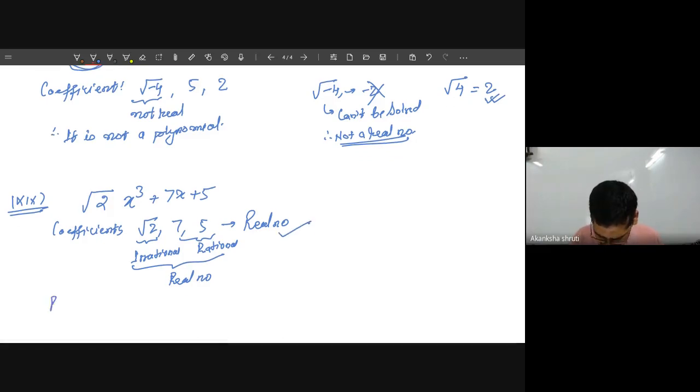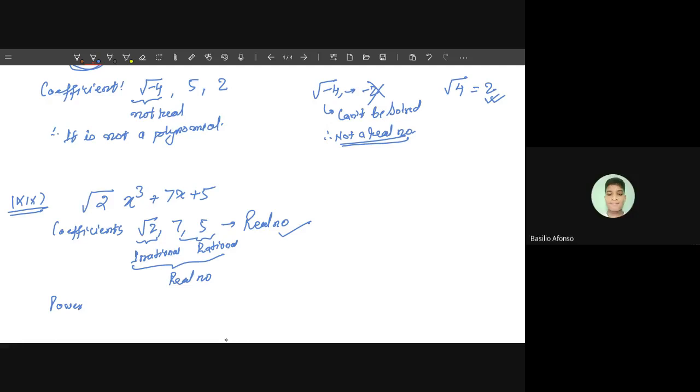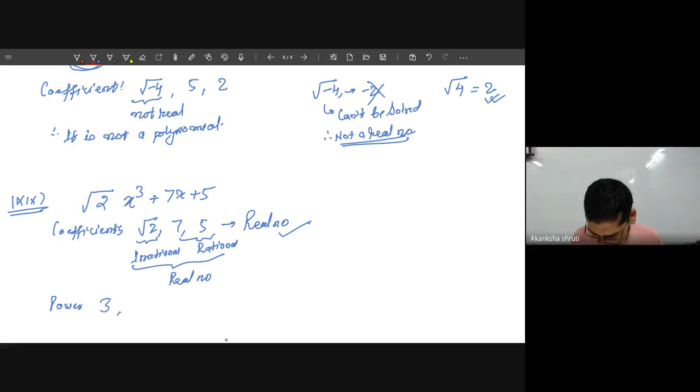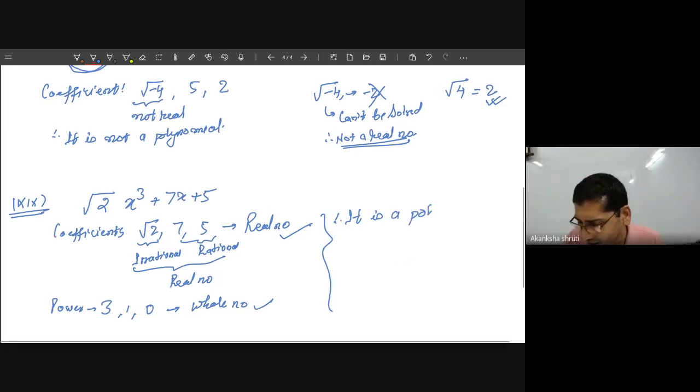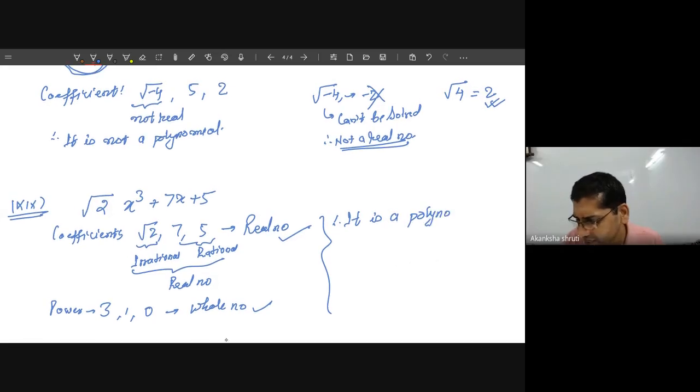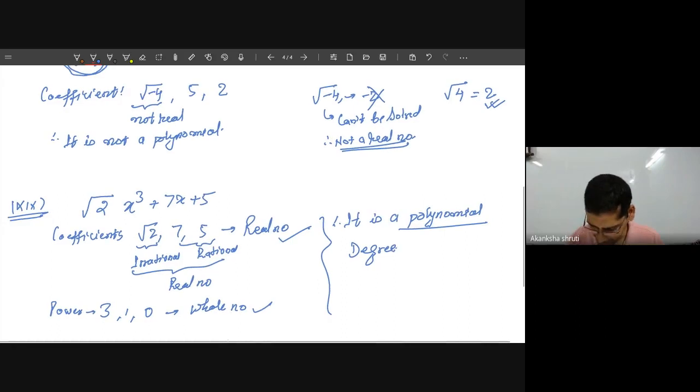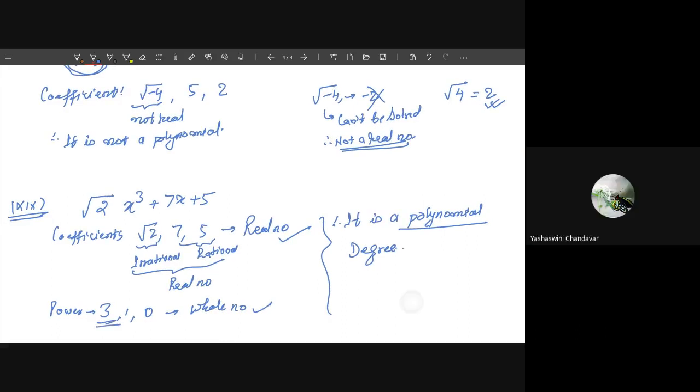Now what are the powers? 3, 1 and 0, since 5 is 5 to the power 0. So these are whole numbers. So this is satisfied. Therefore, it is a polynomial. What is the degree of this polynomial? The highest power is cube. It is 3.